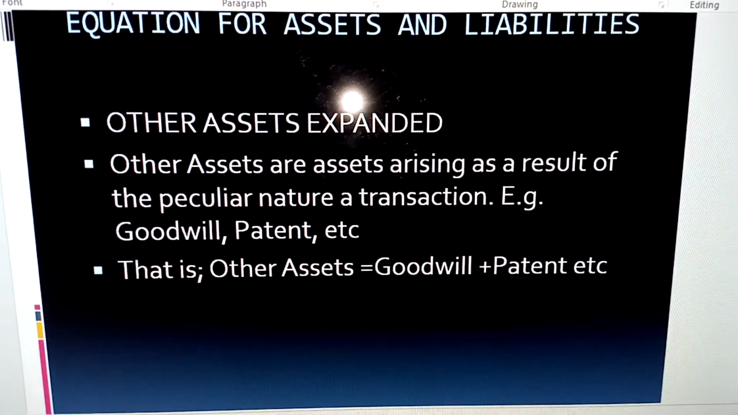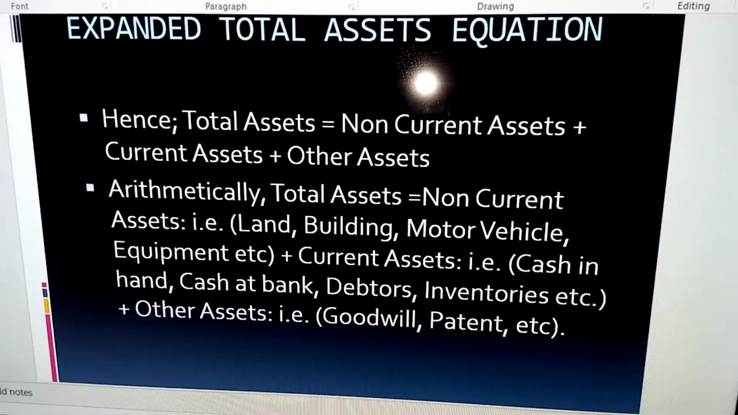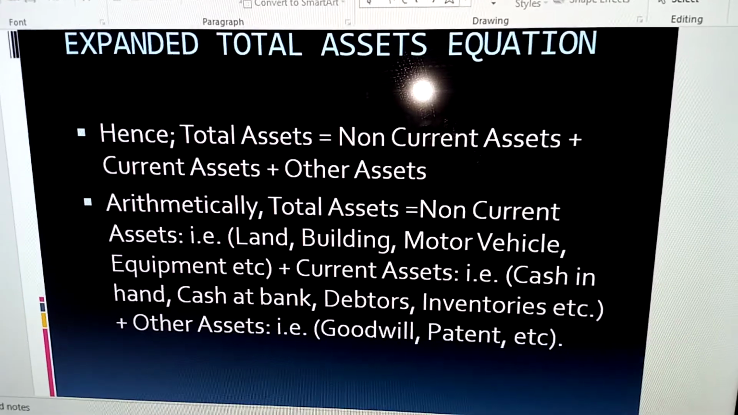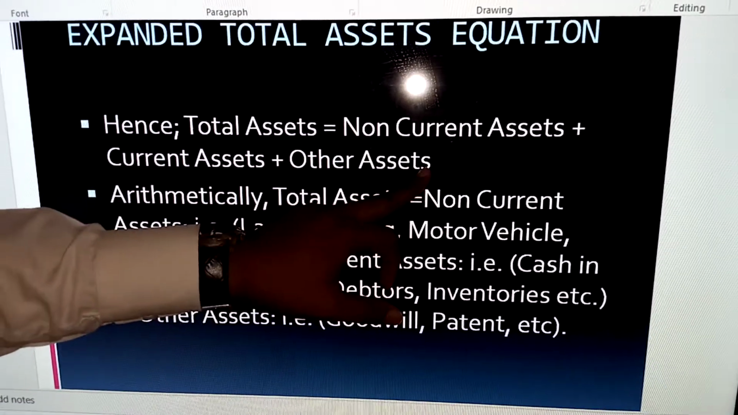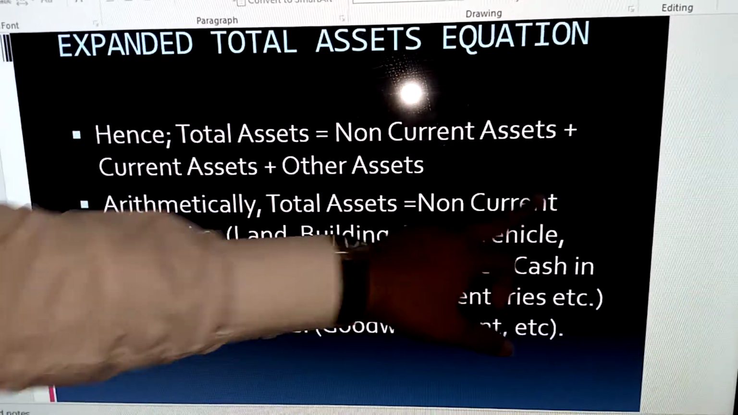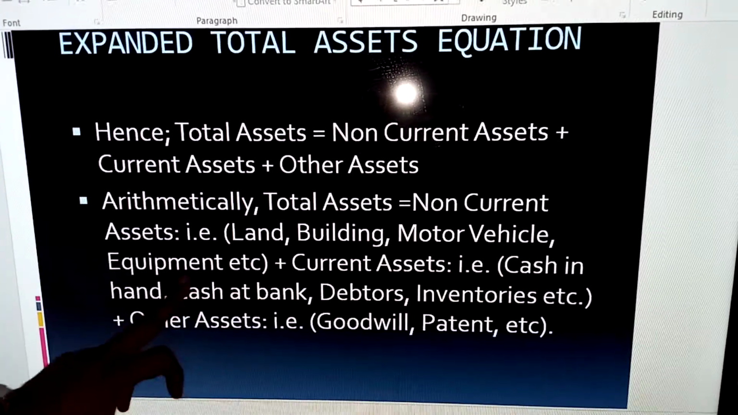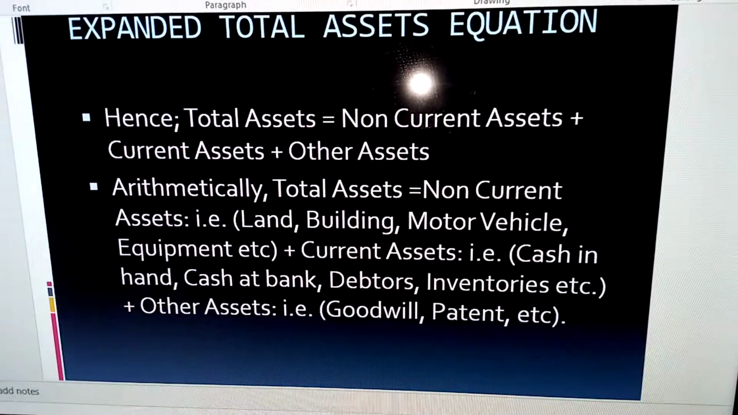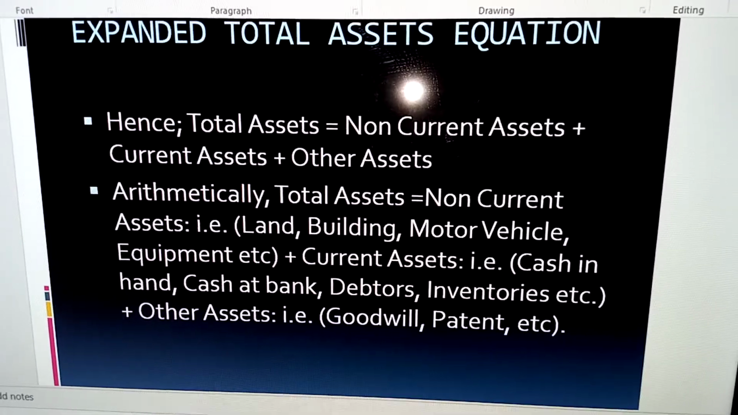So now we have established that assets can be expanded into non-current asset that also has an expansion, current asset also has an expansion, and other asset also has an expansion. So if our total asset is equal to non-current asset plus current asset plus other asset, then we can arithmetically put the accounting equation as total assets, which is equal to non-current assets, that is land, building, motor vehicle, and all that, plus current assets, which is cash in hand, cash at bank, debtors, inventory, and others, plus other assets, that's goodwill, patent, and so on. So that is the expanded total asset equation.